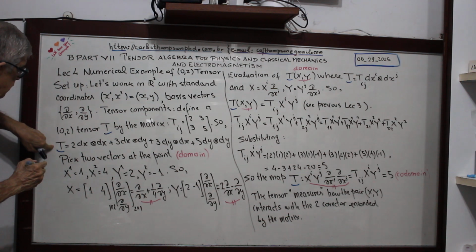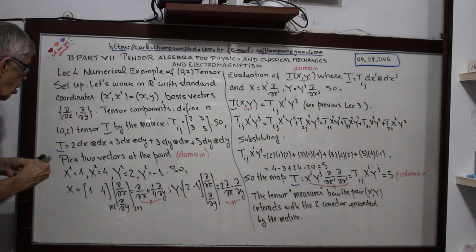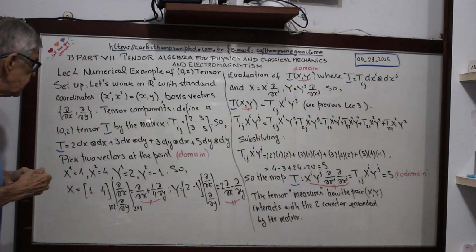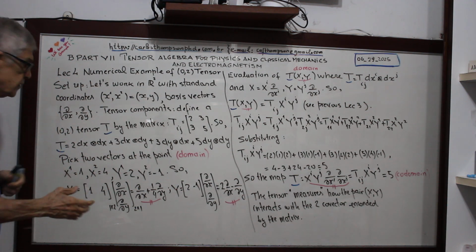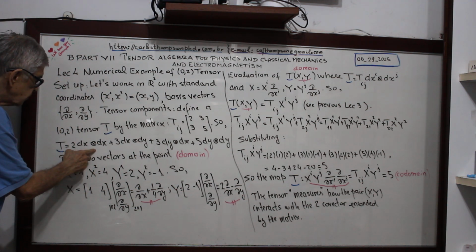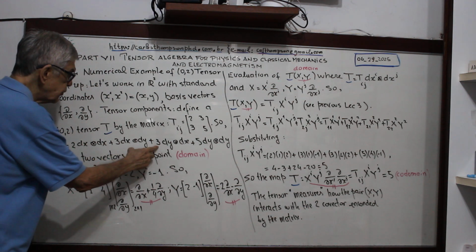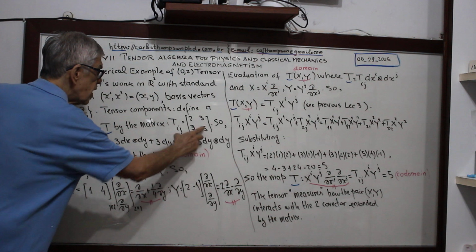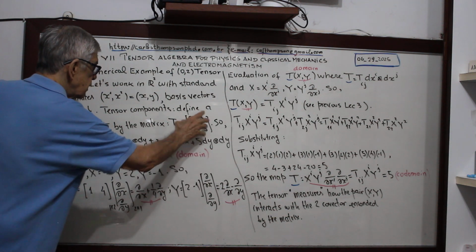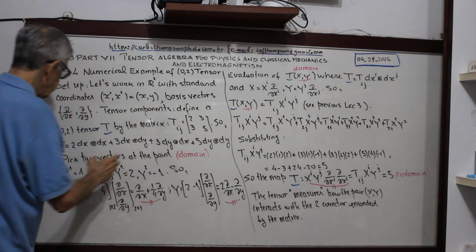So I can represent this tensor here in terms of the dual space or cotangent space: 2 dx tensor product, 3 tensor product, 3 tensor product, and 5 tensor product. This is the matrix Tij.